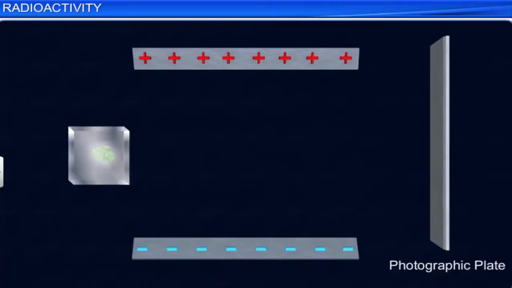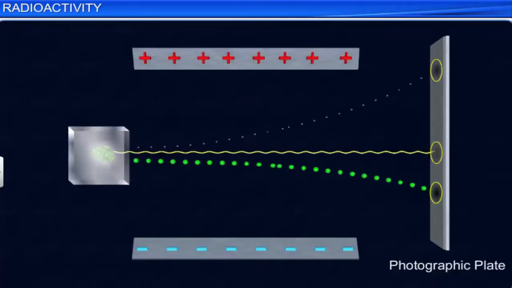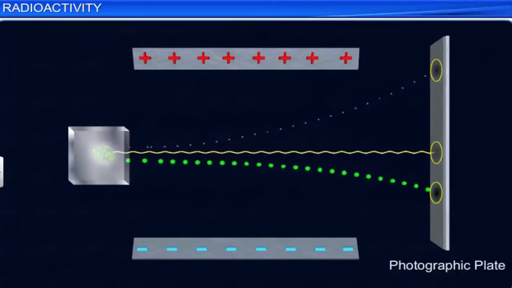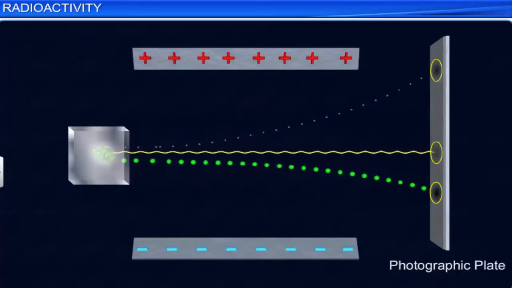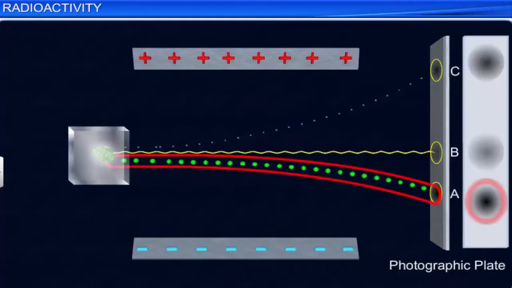as shown here. The radiations were allowed to fall on the photographic plate for a few seconds. When the photographic plate was developed, three distinct spots were observed. Let us call them A, B, and C. Spot A is very dark and appeared on the negative side of the photographic plate. The angle of deflection of these radiations was very small.